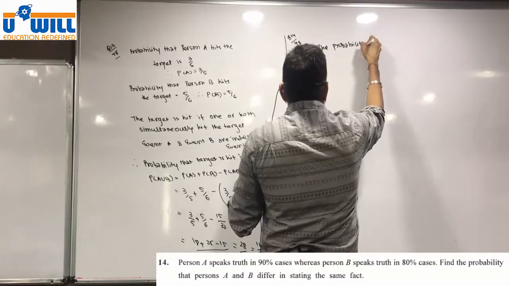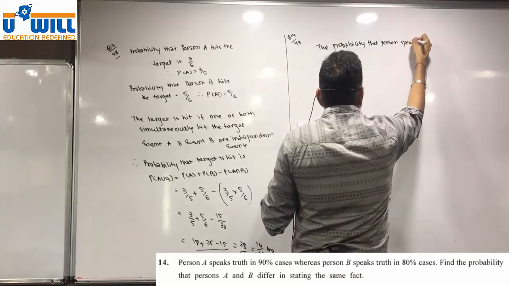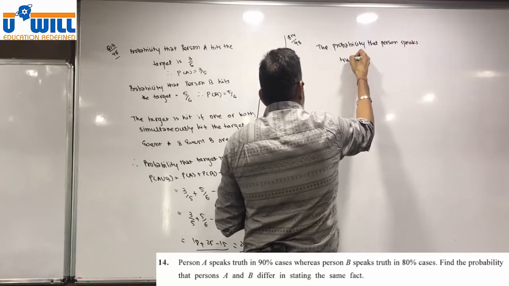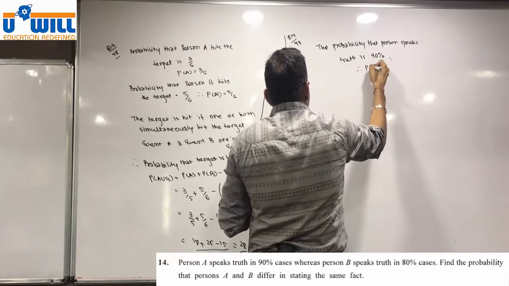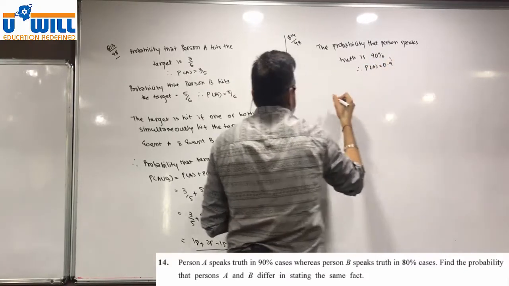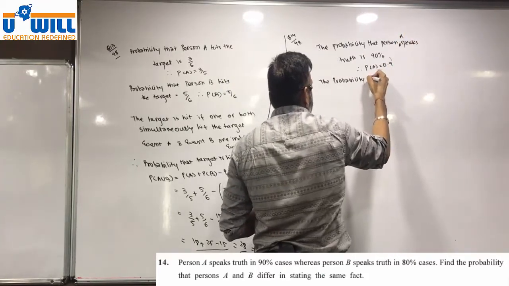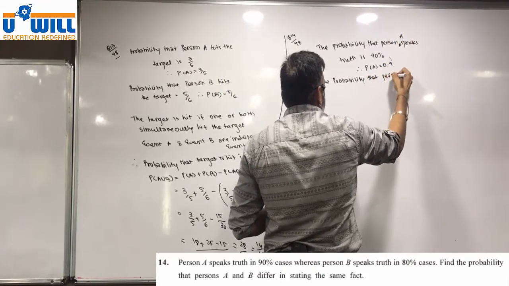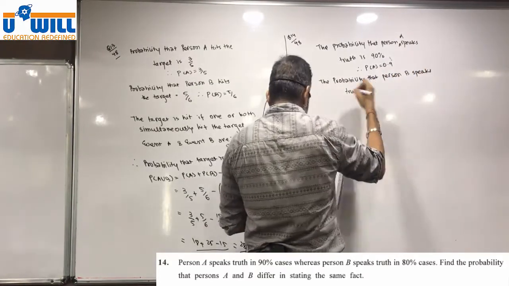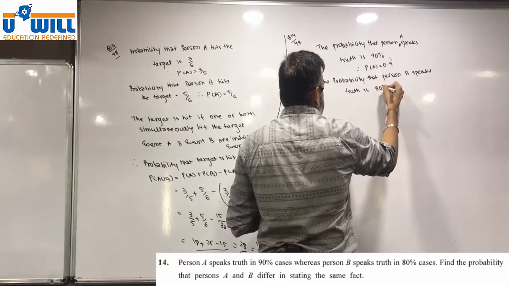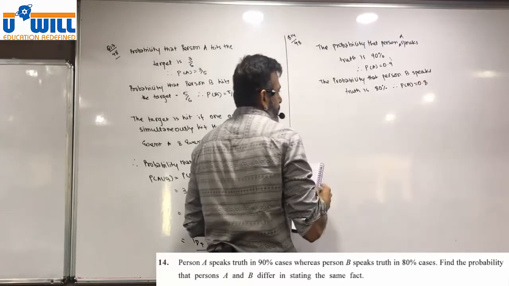The probability that person A speaks truth is 90%. Therefore, probability of A is equal to 0.9. The probability that person B speaks truth is 80%. Therefore, probability of B is equal to 0.8.